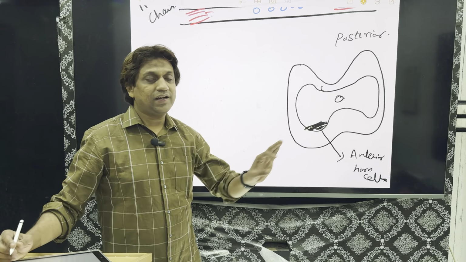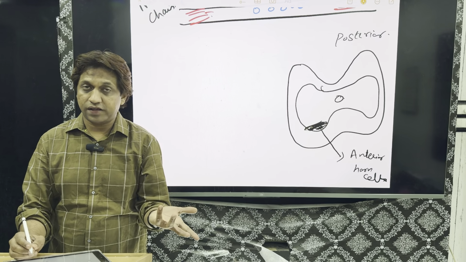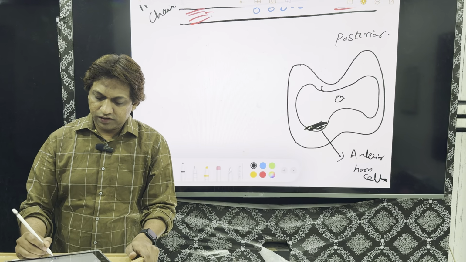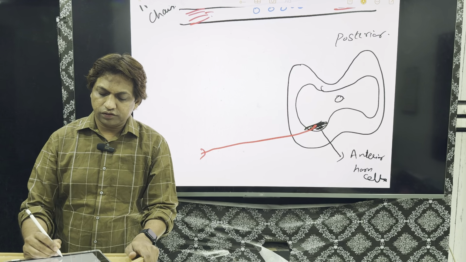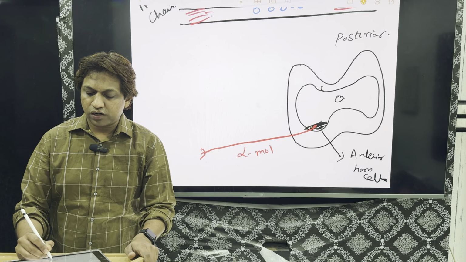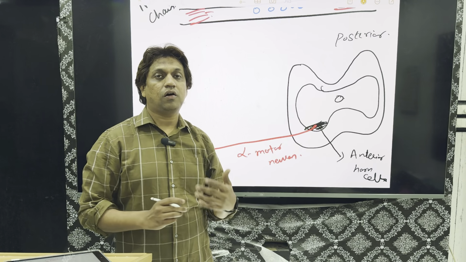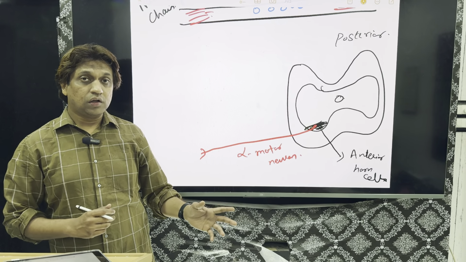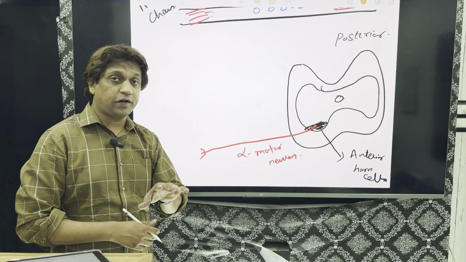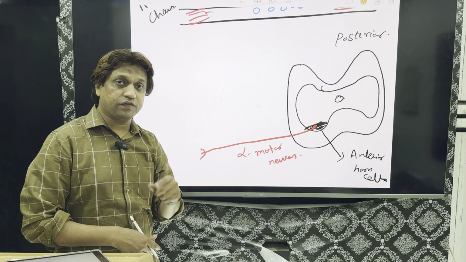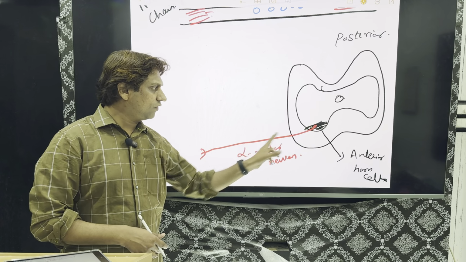Now, from these anterior horn cells, motor neurons originate and they will supply the muscles. Consider this red color neuron, this is known as alpha motor neuron. This alpha motor neuron, which originates from the anterior horn cell, is also known as lower motor neuron. What is upper motor neuron, what is lower motor neuron? We have discussed in detail in a separate video. Please go back and check our playlist of nervous system or physiology. So, this is lower motor neuron.